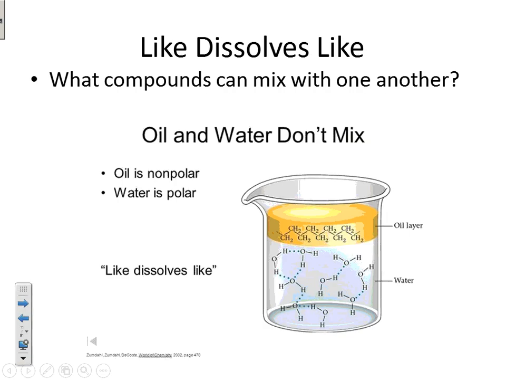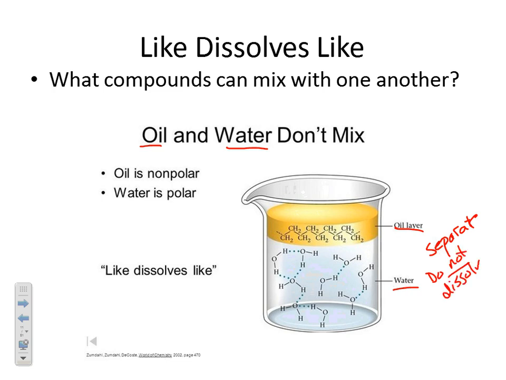Like dissolves like, this phrase like dissolves like. Well, not all compounds are soluble with one another, and this phrase essentially is explaining why. What compounds can mix with one another? For example, oil and water. That's what's in this picture right here. Notice we have the oil layer and the water layer, and they are completely separate. They do not dissolve one another. We have this very clear separation between the oil layer and the water layer.